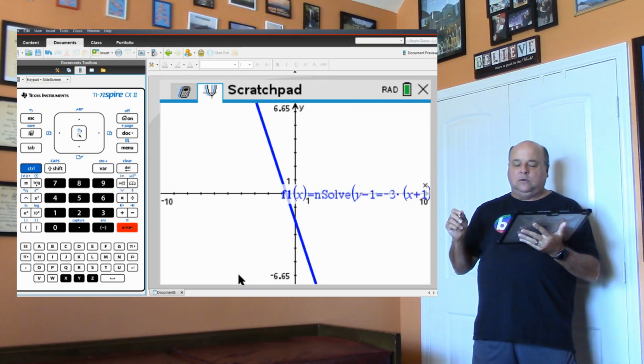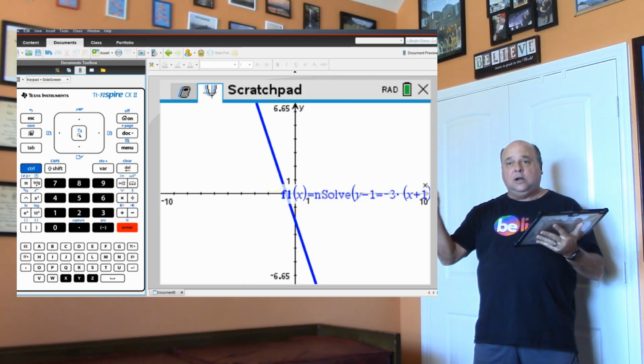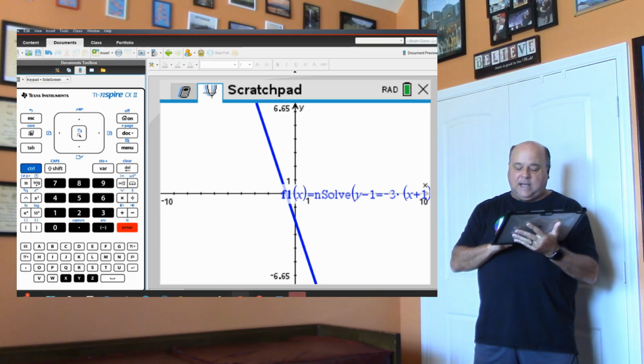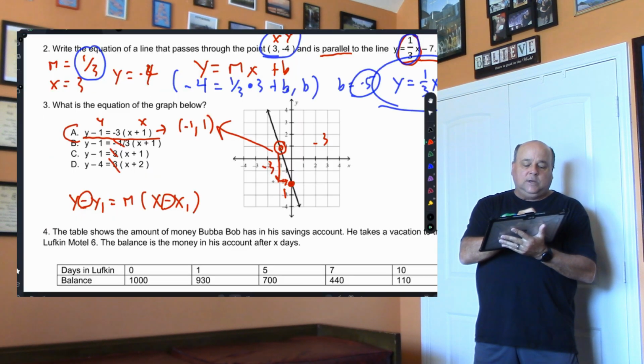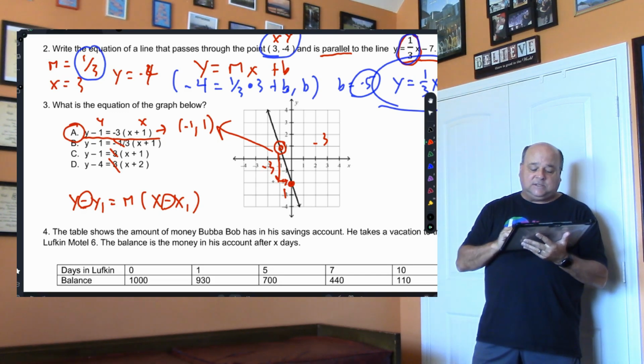Piece of cake, okay? My y-intercept's the same. It goes through negative 1, 1. It all works out, okay? That graph would match up to what's on the equation of the line. So the answer to this one is A. Make sure you can graph by typing in the equation.